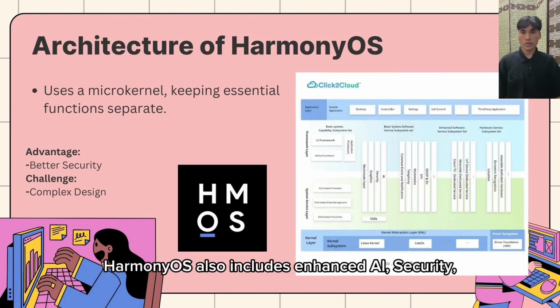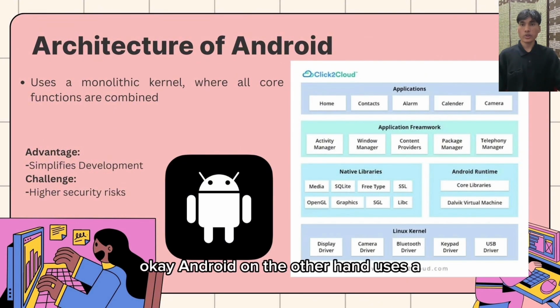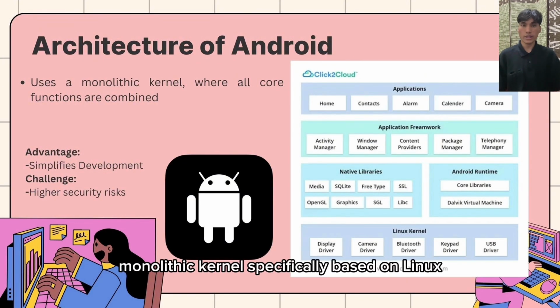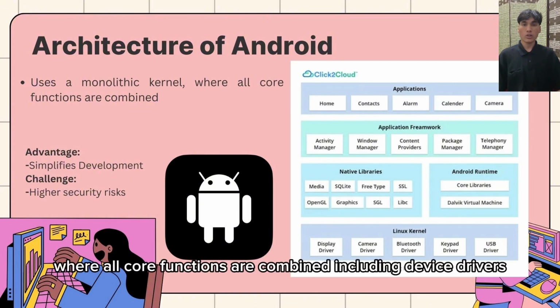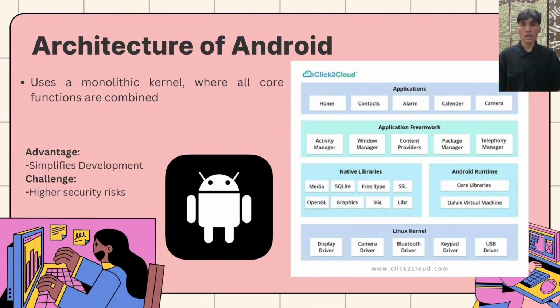HarmonyOS also includes enhanced AI, security, IoT, and wearable services, making it a flexible and distributed operating system. Okay, Android on the other hand uses a monolithic kernel, specifically based on Linux, where all core functions are combined, including device drivers, memory management, and hardware control.